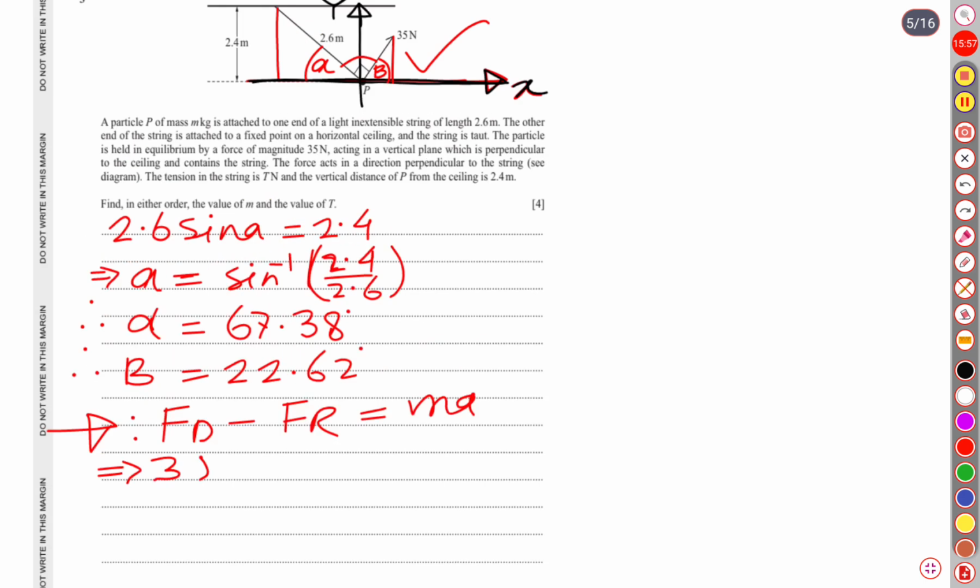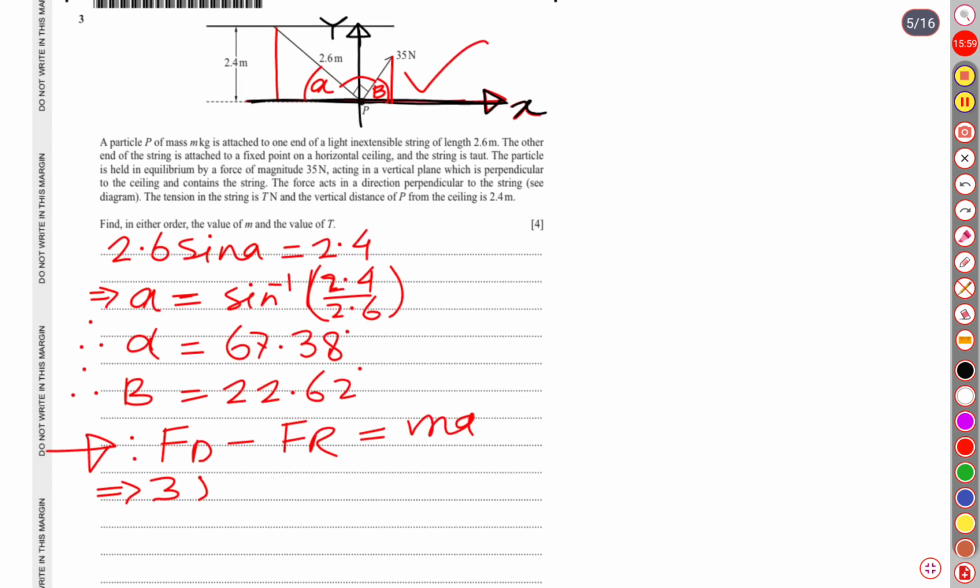35 cos beta minus, for this triangle, this is actually our tension. Let me write over here, this is our tension in the string. So T cos alpha, and the system is in equilibrium.